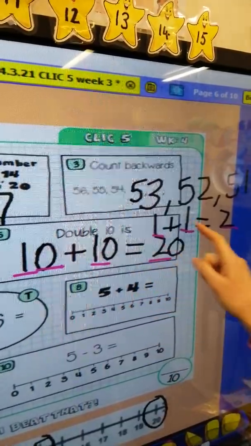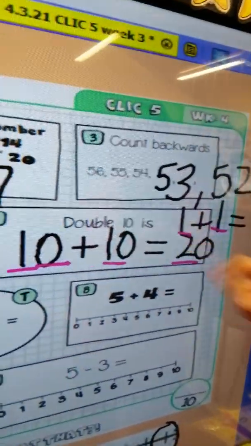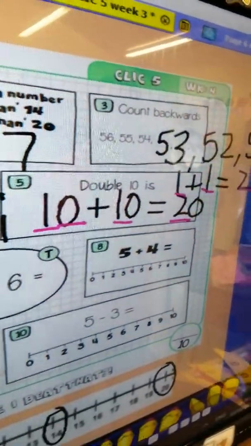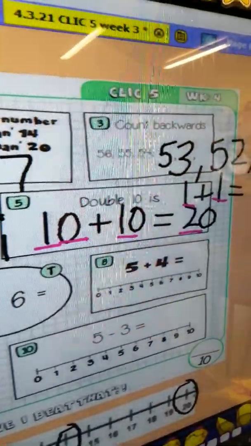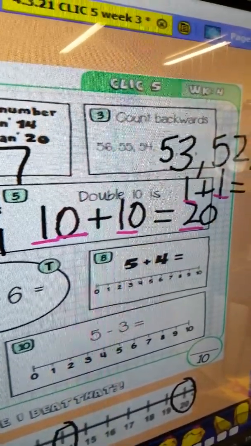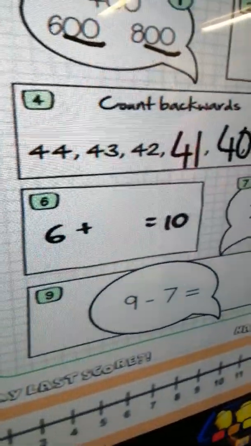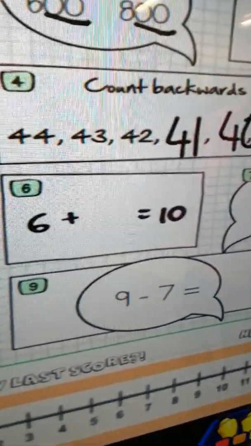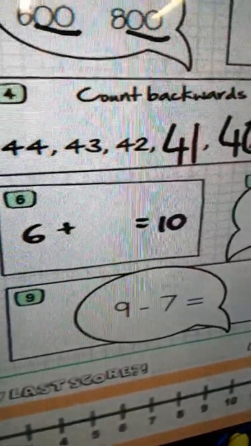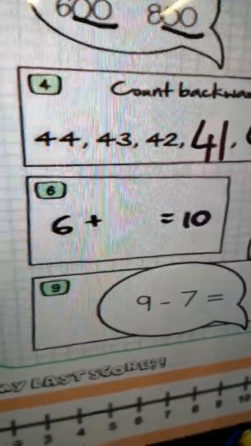10 and 10 is 20. So instead of having 1 straw and 1 straw to make 2 straws, you've got 1 bundle of 10 and another bundle of 10 to make 20 straws altogether. Right, we know this number fact off by heart. Why do we know this number fact off by heart? What's the missing number? Why do we know it?